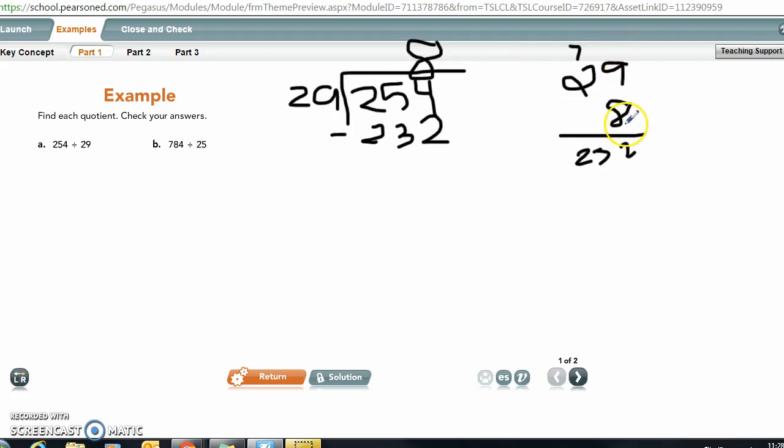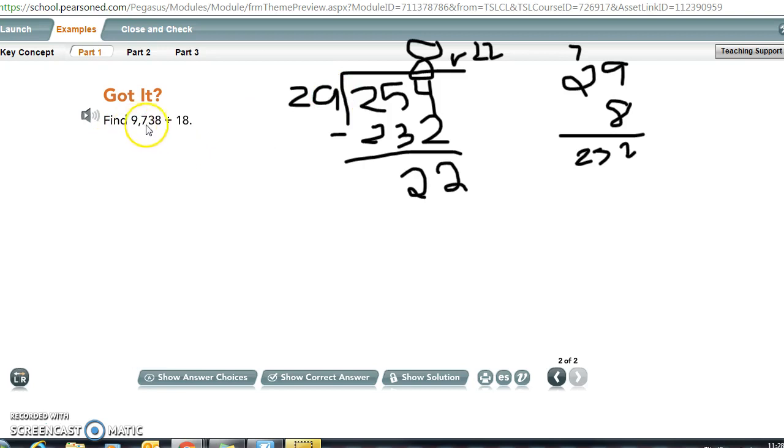So if I guesstimated, okay, 8, I know already by showing my work that I need to subtract 232. So 4 minus 2 is 2. 5 minus 3 is 2. What does that mean? My answer is, because 2 minus 2 is 0, 29 will go into 254 8 times with a remainder of 22. So go ahead and put that in your notes. When you're done with that, go ahead and flip the page and you will see the next got it question.